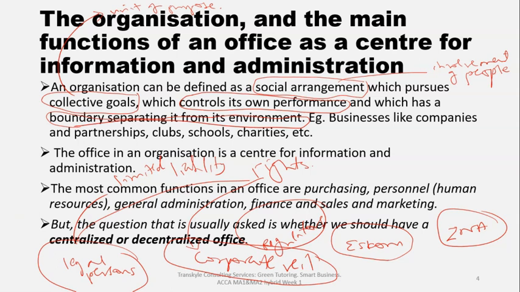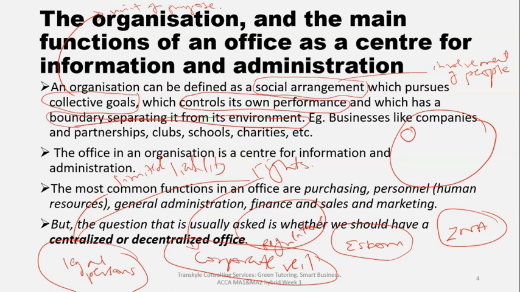Now, much of that, let us now talk of an office. An office in an organization is the center for information and administration. Alright, you will see that the business organization will be this one, this big, 0. And then we have an office here.